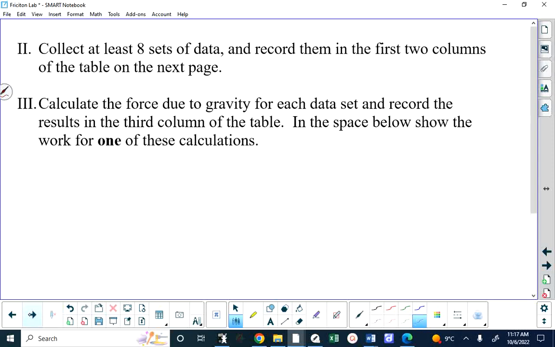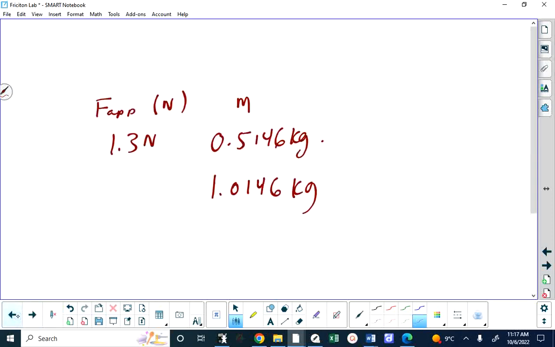Then what you're going to do, and I'm going to move through the rest of this fairly quickly, you're going to calculate the force due to gravity for all of the masses. So in your table, you've entered 0.5146 kilograms. The next column is the force due to gravity. Of course, you multiply by 9.81, and you're going to get about 5 point something newtons. Just a rough estimate in my head. You're going to do that for all 8 sets of data. Still with me? Okay.